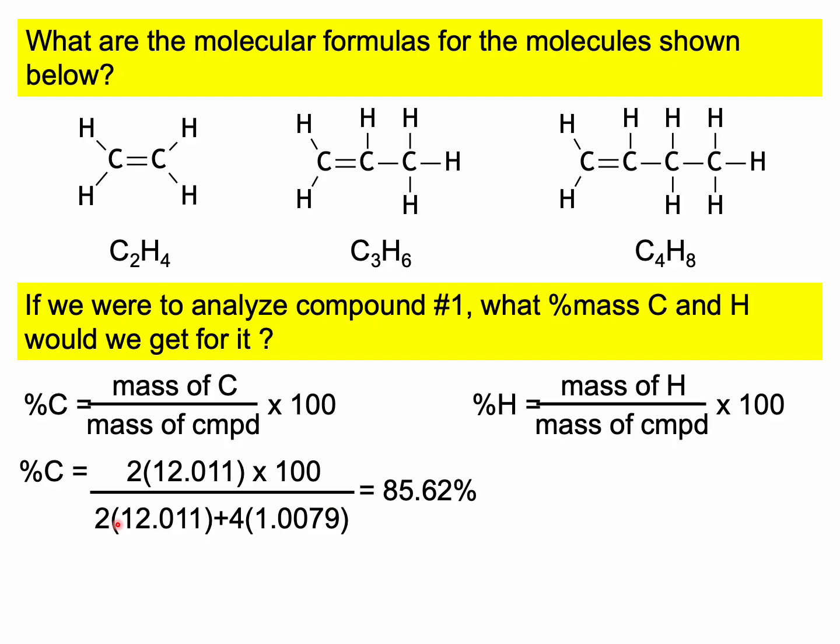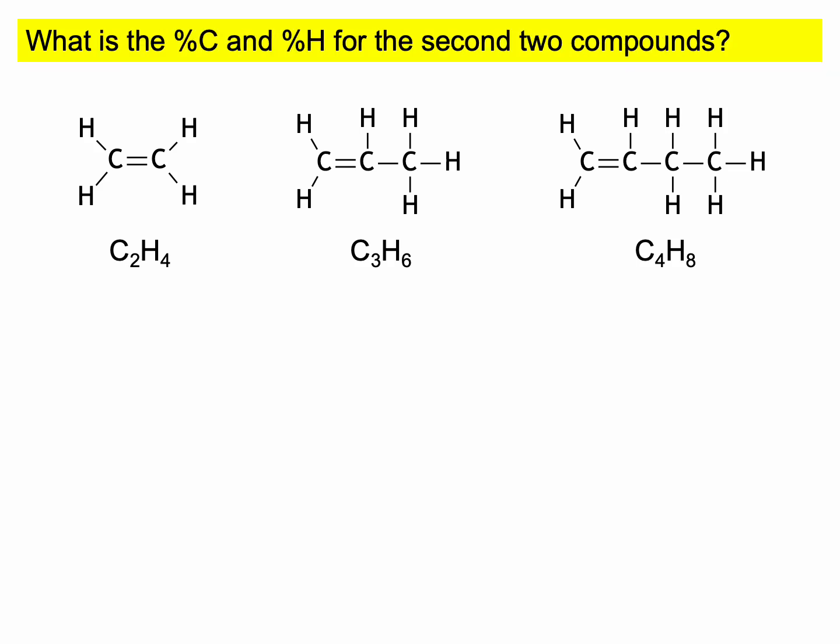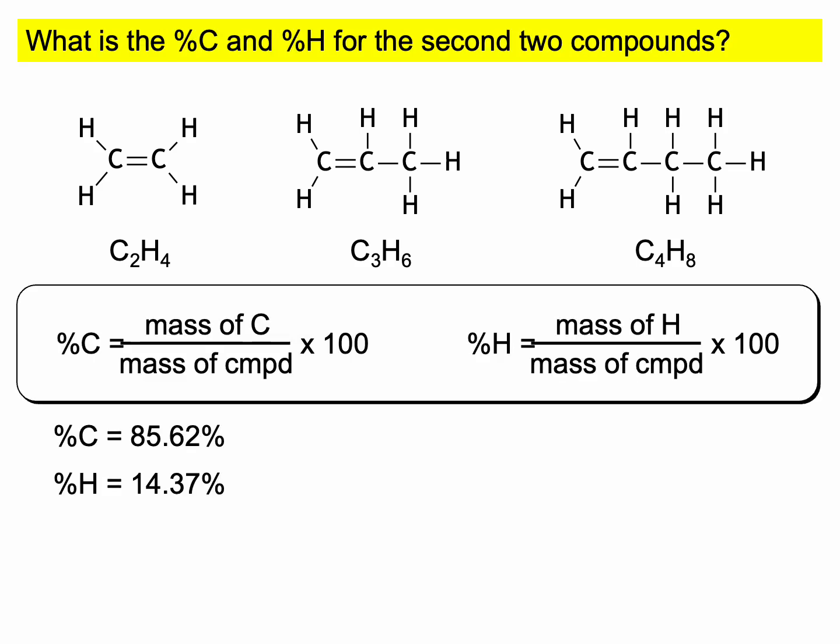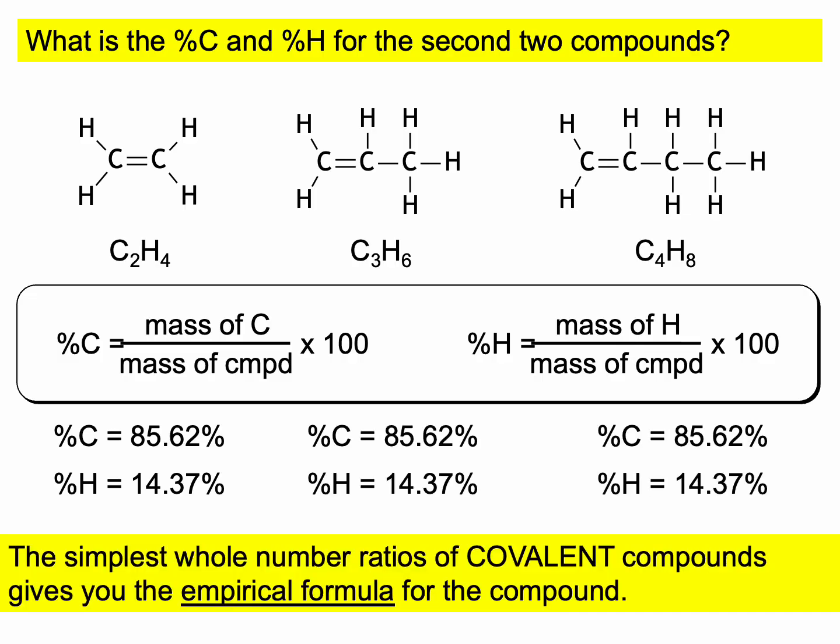Do the math for the percent hydrogen, or you could just subtract from 100 since there's only 2 elements, and you get that there's 14.37%. They don't add up to 100 because of a rounding error. So now we go on to looking at the other compounds. Just going to duplicate the equations and the results for the first compound. Go through the math, and you get that the percentages are the same for the other 2 compounds as well.